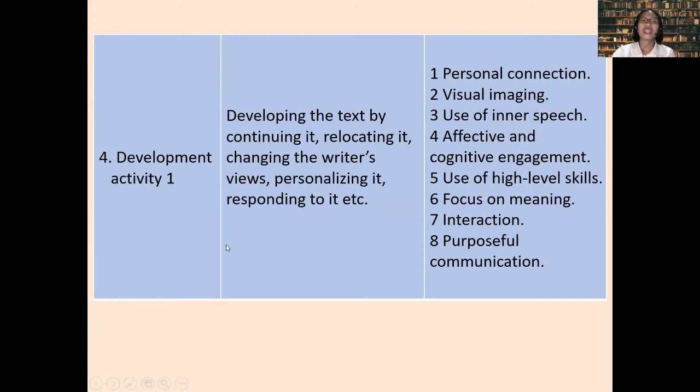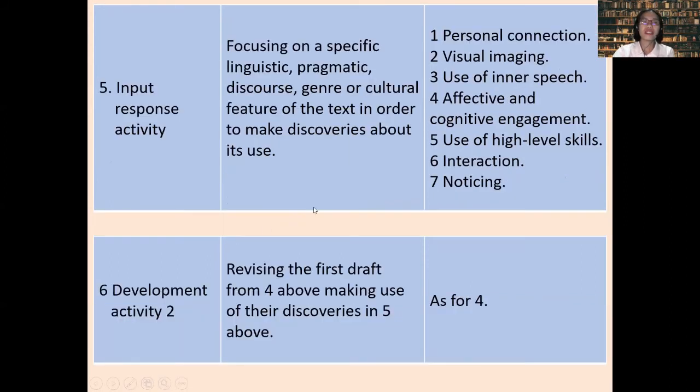So next would be input response activity. So we focus here on the specific linguistic, pragmatic discourse, the genre, cultural feature of the text in order to make discoveries about its use. So this is the fifth step. And then here, the writer is doing personal connection. Okay, visual imaging, he or she is using inner speech. This time there is also affective and cognitive engagement. And the input response activity, you are using high level skills, students, okay? And then there is interaction and then noticing.